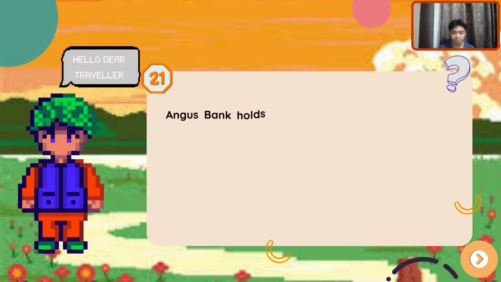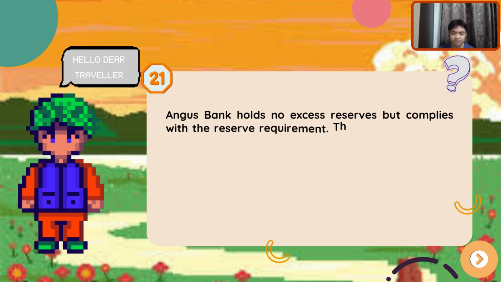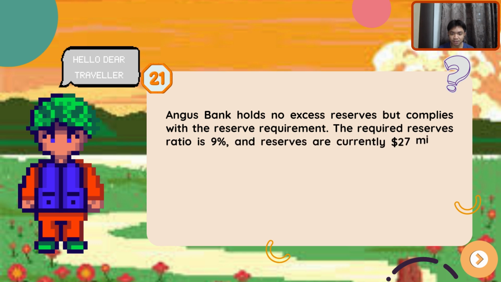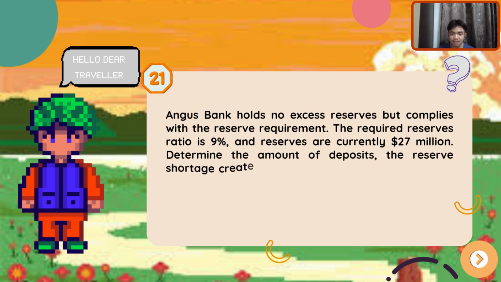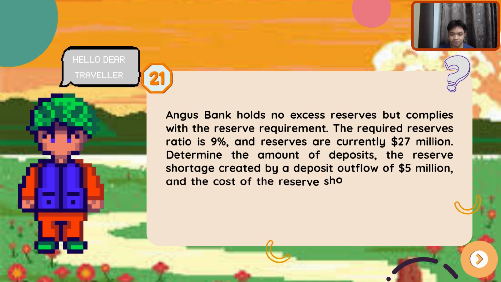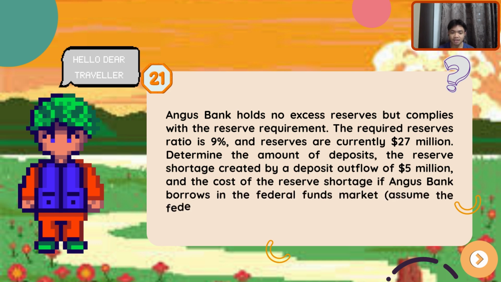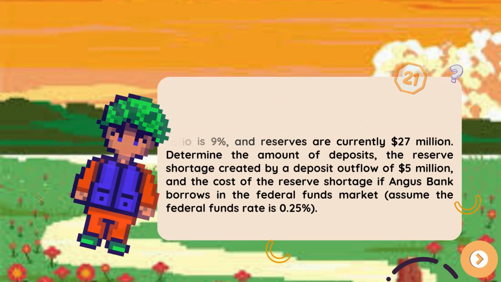Hello everyone, my name is Muafiz bin Moshidi and today I'm going to present applied problem 21. For the question, Angus Bank holds no excess reserves but complies with the reserve requirement. The required reserve ratio is 9% and the reserves are currently $27 million. Determine the amount of deposits, the reserve shortage created by a deposit outflow of $5 million, and the cost of the reserve shortage if Angus Bank borrows in the federal funds market, assuming the federal funds rate is 0.25%.